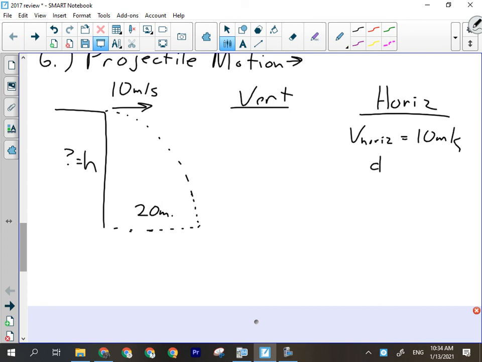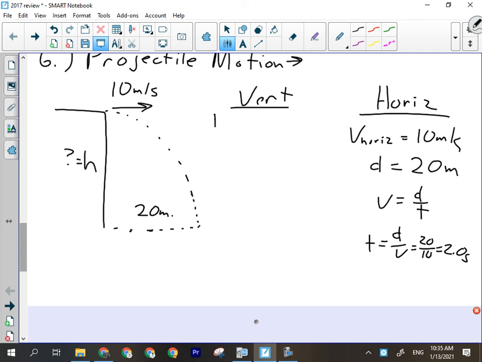The other thing they told me is how far it traveled horizontally. It hit the ground 20 meters from the base of the cliff, so it only traveled 20 meters horizontally. Since I use V equals D over T for the horizontal part, what can I calculate? Time. Is that going to be useful? Definitely. So I'm going to calculate that right now since I have enough information. T is going to equal D over V, so that's 20 over 10, which is 2.0 seconds.